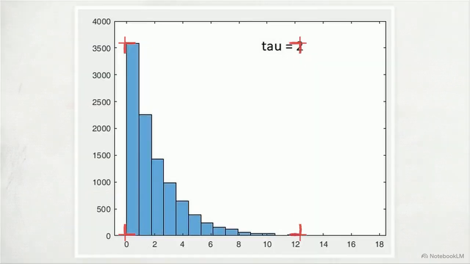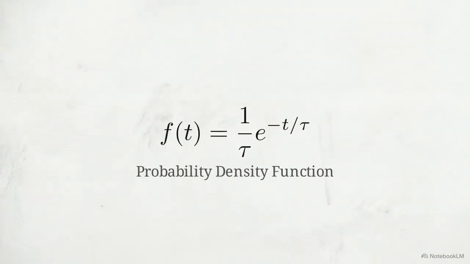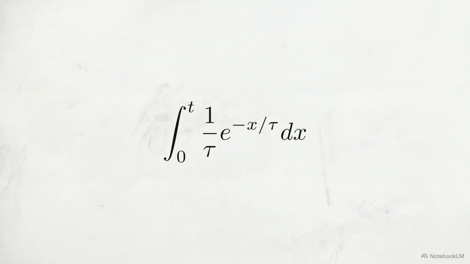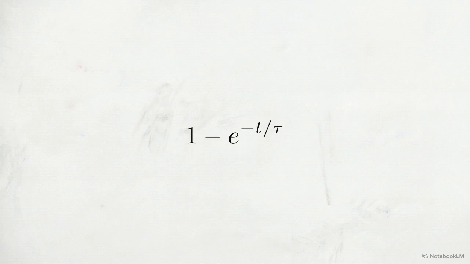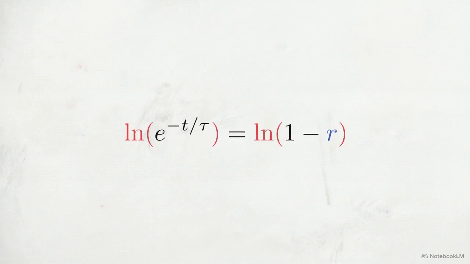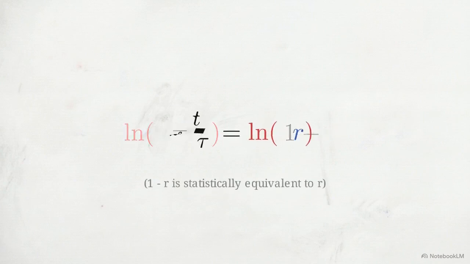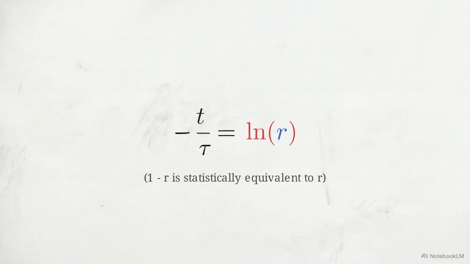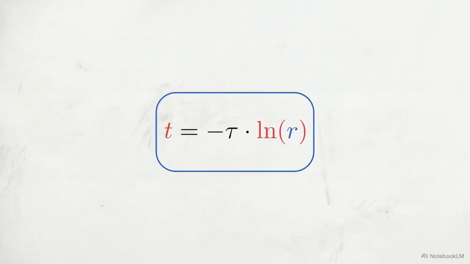You apply this exact same workflow to the exponential decay exercise. The starting probability density function for exponential decay is 1 over tau times e to the power of negative t over tau. Integrating that expression from 0 to t yields the cumulative distribution function, 1 minus e to the power of negative t over tau. Set that equal to r. To algebraically isolate t, we have to use the natural logarithm, which leaves us with the final inversion. t equals negative tau times the natural log of r.